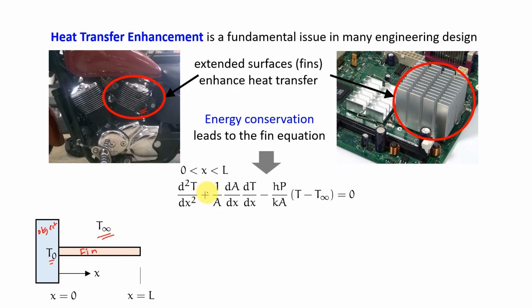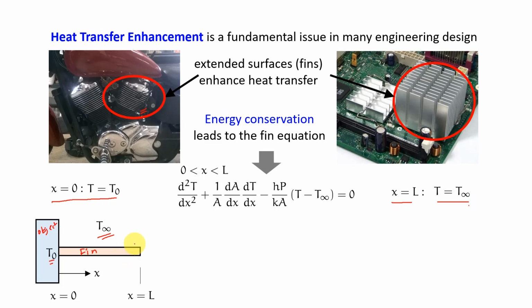We will not get into the detail of this derivation, but if you are interested, you can look into any heat transfer book. The equation of the fin will be given by the double derivative of T, that is temperature, equals 1 by A dA/dx dT/dx minus hP by kA (T minus T infinity) equals 0. The boundary condition at x equal to 0 is T equals T naught, that is given in the problem. And let us just say that at x equal to L, the T reaches T infinity, the ambient temperature.